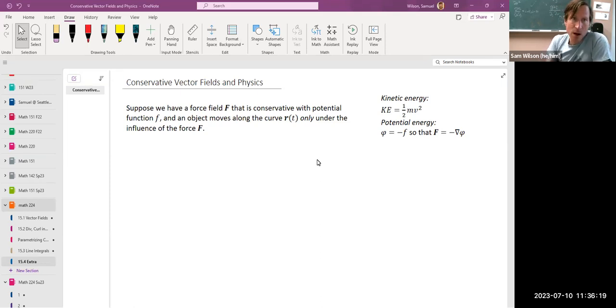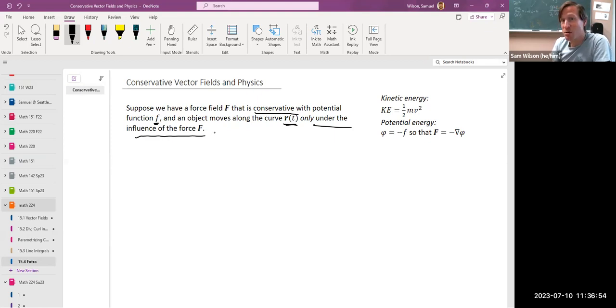So the scenario is this. Let's suppose we have a force field. So our vector field is playing the role of a force in this situation. And it happens to be a conservative force with potential function f. And also we have an object that moves around along this curve r only under the influence of the force F. Okay, now this is going to be a key thing, only under the influence of the force F. So the only force acting on this object is the force that is the vector field, capital F.